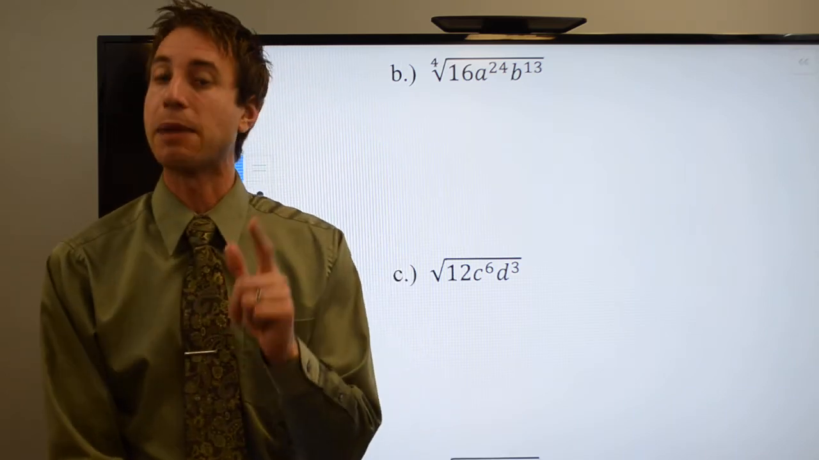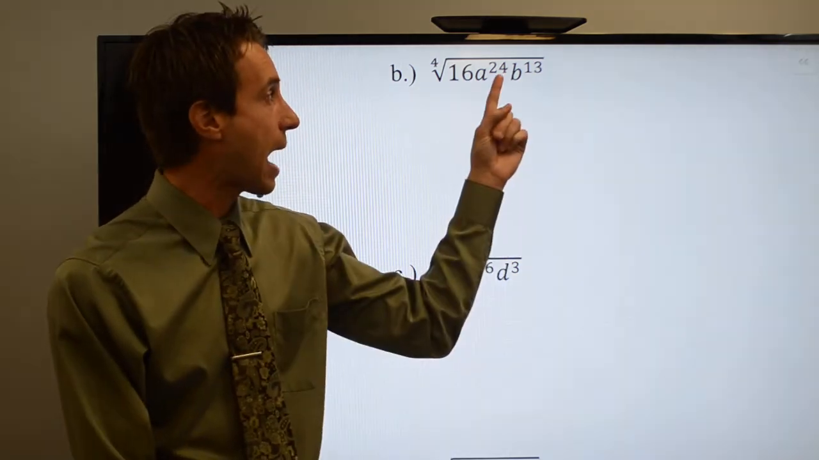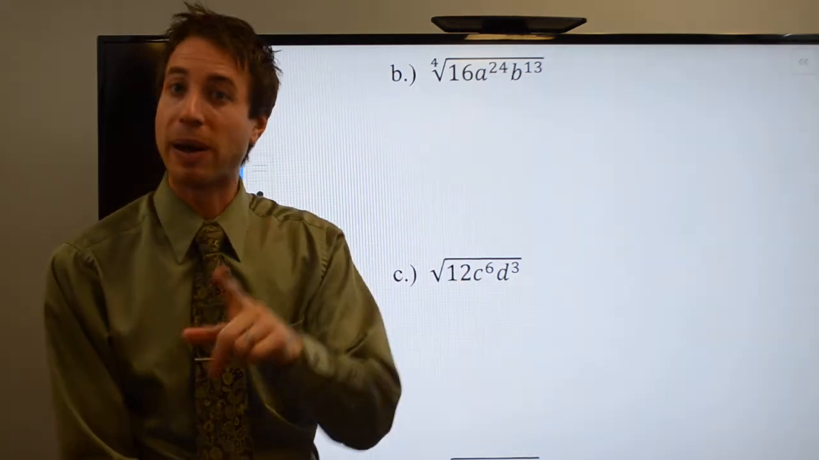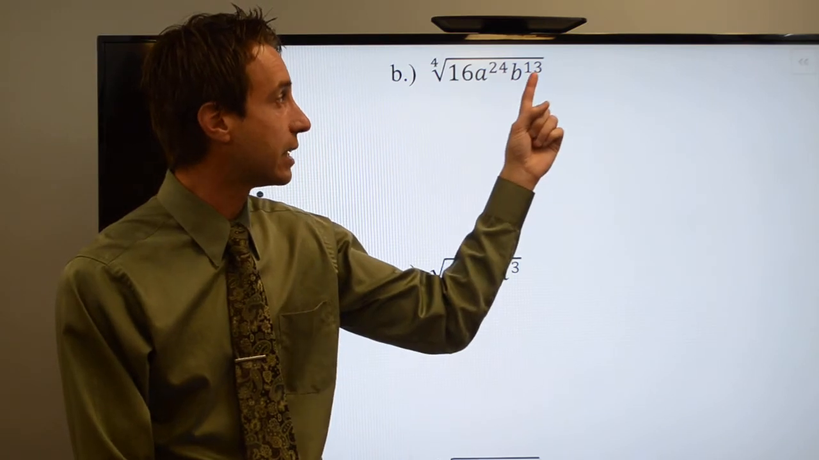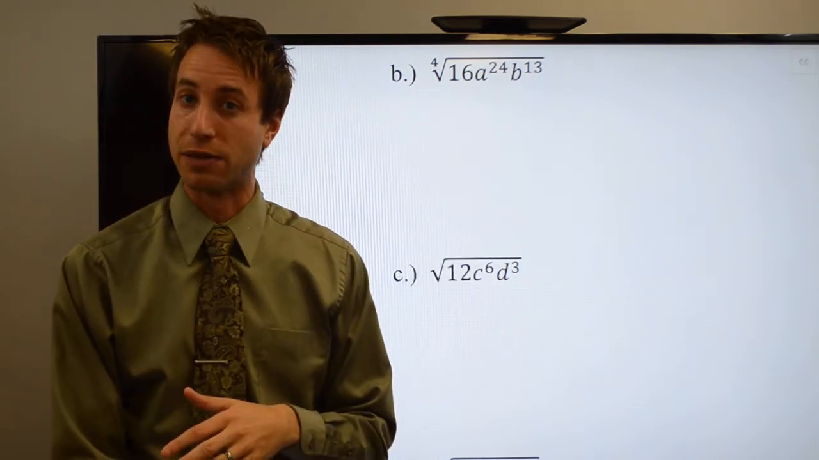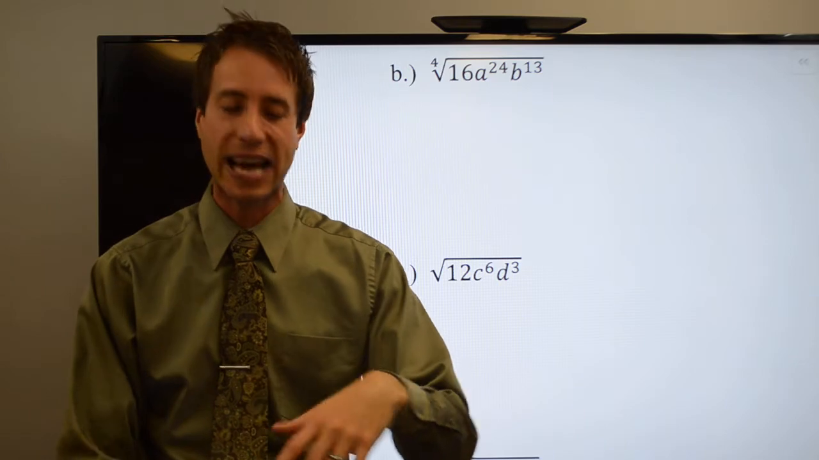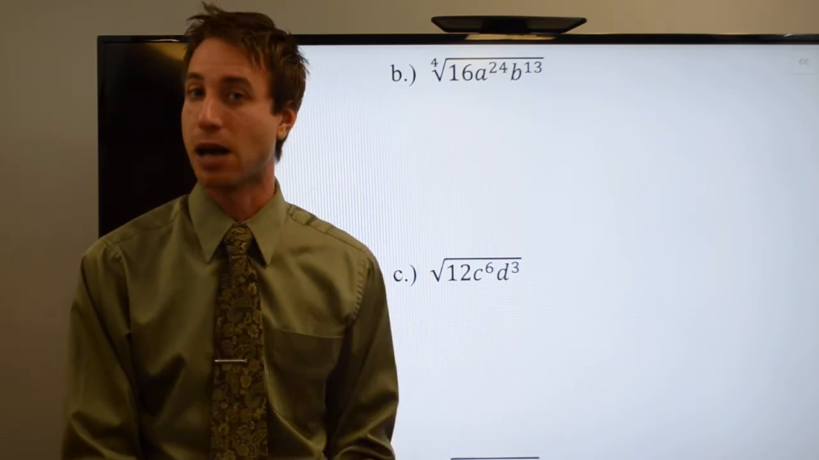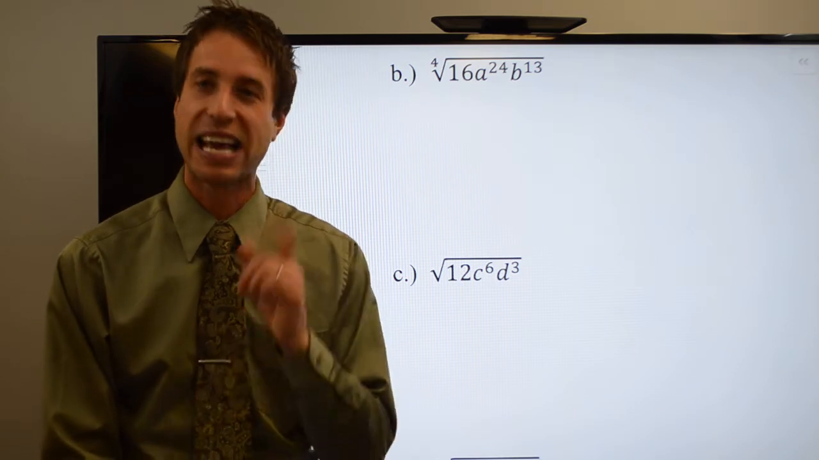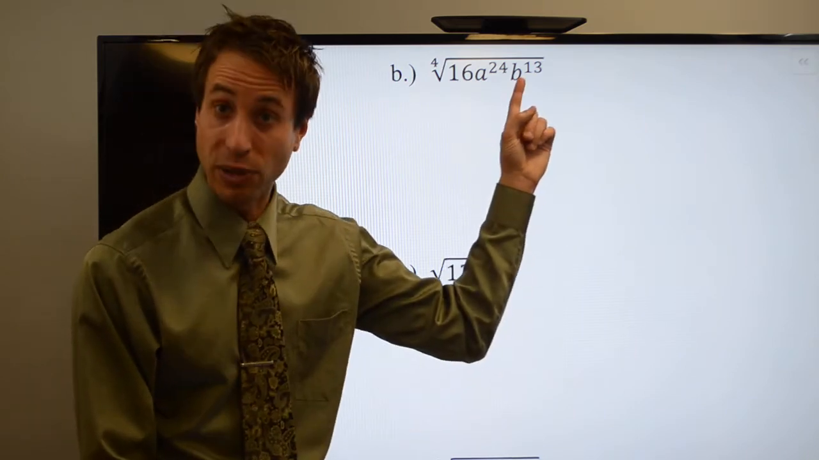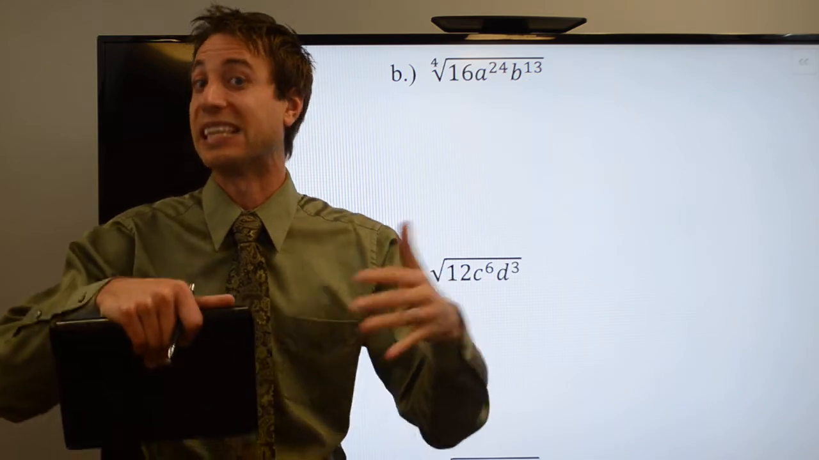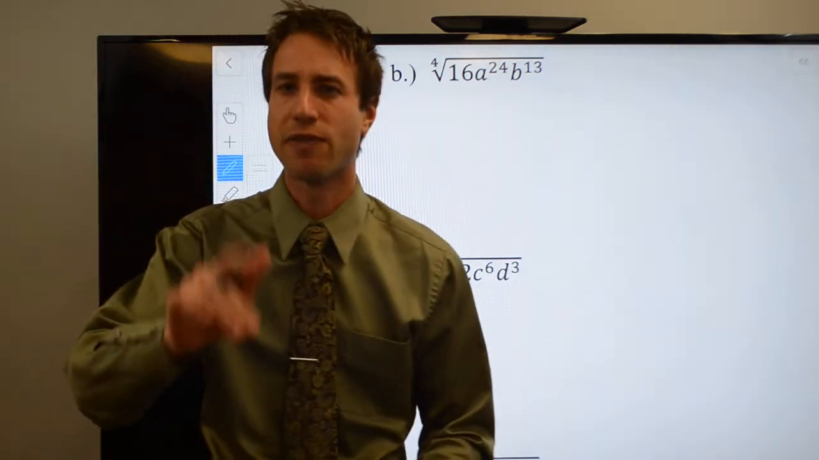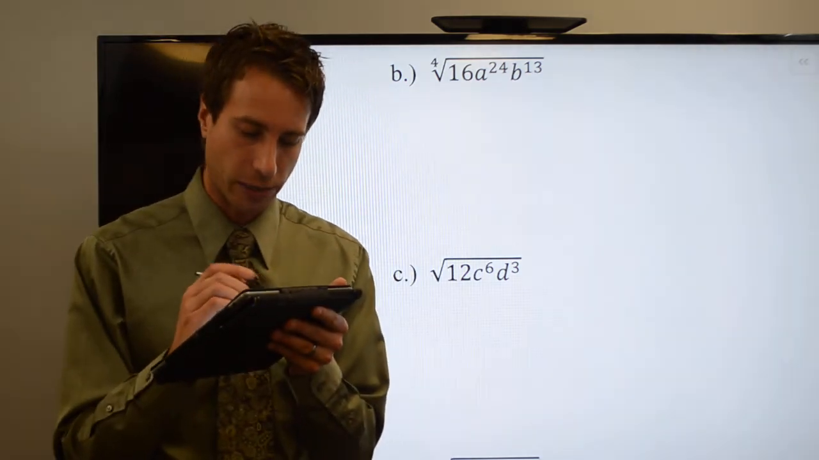But the interesting thing about this one is this. I have a power of 24, which is divisible by 4. But I also have a power of 13, which is not divisible by 4. So now we kind of get a chance to take a look at, okay, what do we do if the power is not evenly divisible by the index? And here's what we're going to do. You're going to split it up into something that is divisible by the index and then whatever's left over. It's very, very simple. Let me show you how this is going to work.